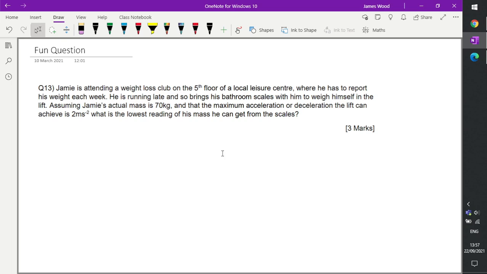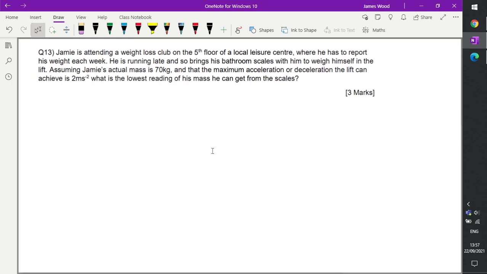Okay, so based on this concept of changing your apparent weight when you're in a lift, here's a question. Jamie is attending a local weight class club, and it's on the 5th floor of the leisure centre. I've got to report my weight each week, but I'm running a bit late, and so I brought my bathroom scales with me, and I was just going to weigh myself in the lift on the way up. So assuming that my actual mass is 70 kilograms, and that the maximum acceleration or deceleration the lift can get to is 2 meters per second squared, what is the lowest reading of my mass that I can get from my scales? So let's draw a picture.